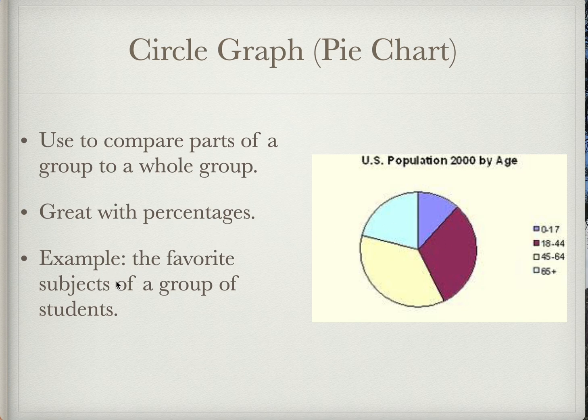An example would be favorite subject of a group of students. Okay, so parts to a whole. We can change it to fractions, sometimes decimals, but usually percents. It will all add up to 100%.